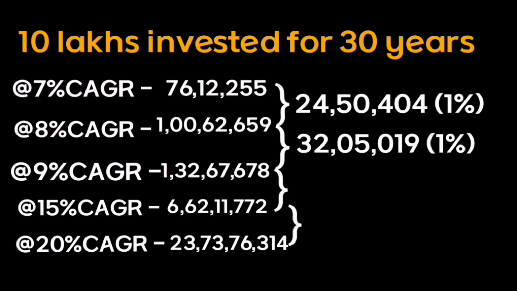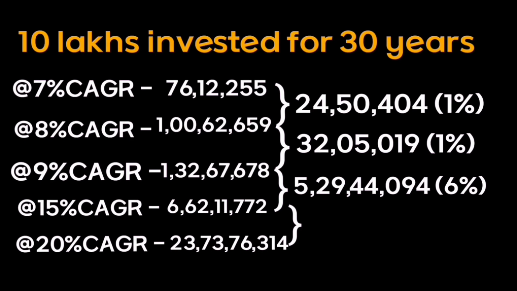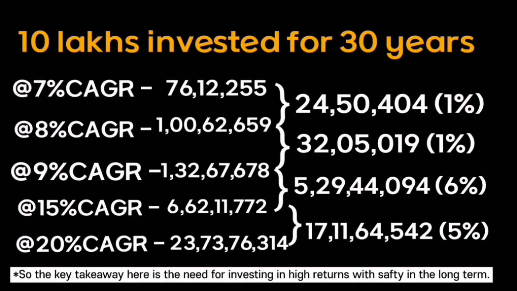Now let's confirm the concept with a lower difference. Let's take a 6% difference between 15% and 9% with a lower 5% difference between 20% and 15%. The 6% difference of the lower return is 5 crore 29 lakhs 44,094, and the 5% difference of the higher return is 17 crores 11 lakhs 64,542. So this clearly indicates that as we move up in the investment return, the compounding of investments is very steep and powerful. The key takeaway here is to invest in high returns with safety in the long term.